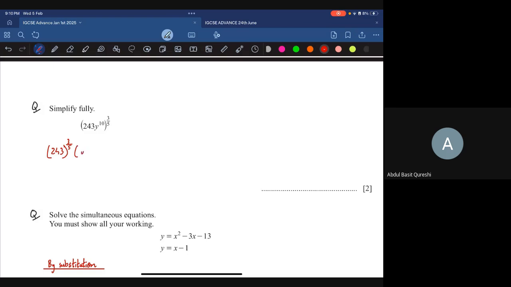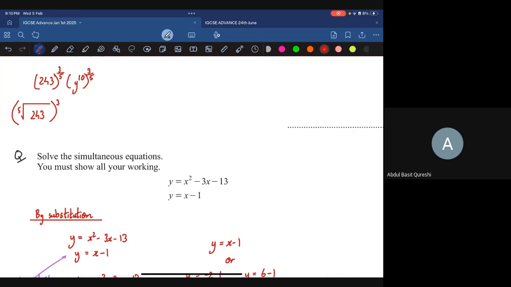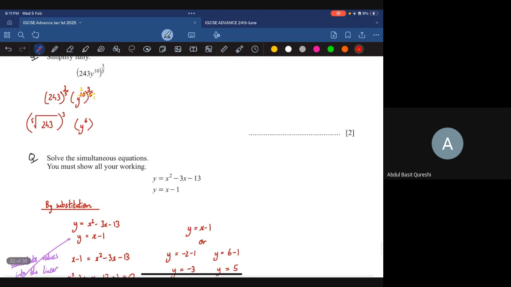It's the same thing. Now what that is going to do is, 243 can be written down as under root 5 whole cubed, or 243 whole cubed under fifth root. And y can be easily simplified over here. So it's going to be 2 times 3, which is 6. So we can simply say y raised to the power 6 and 243 like this.